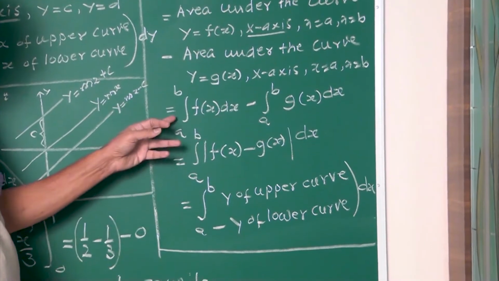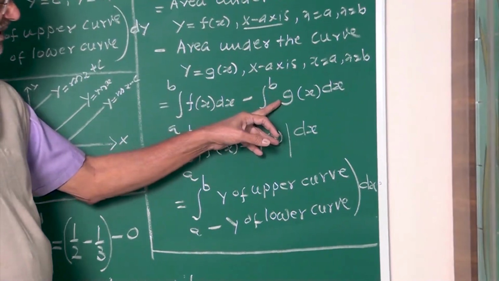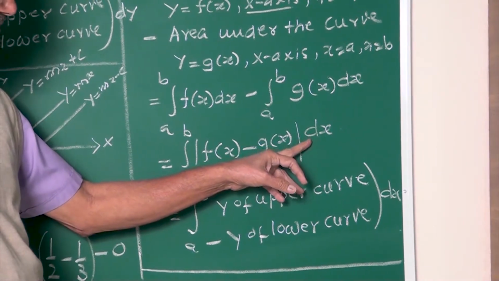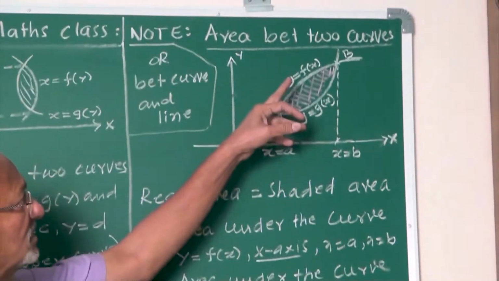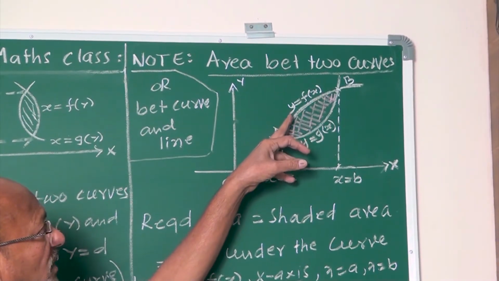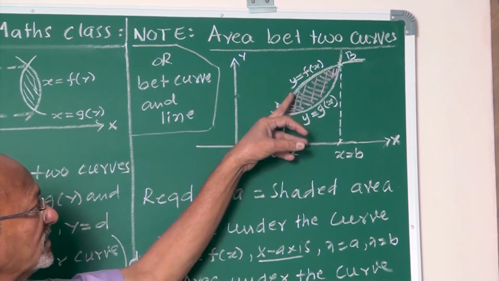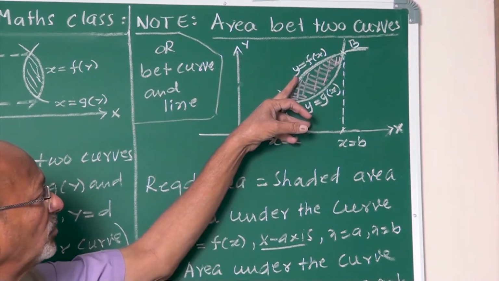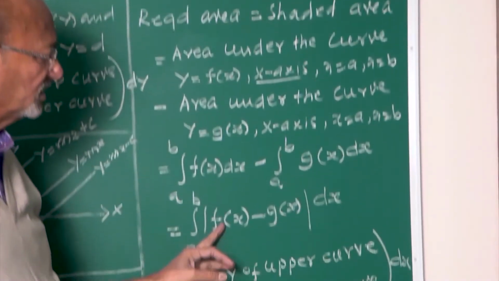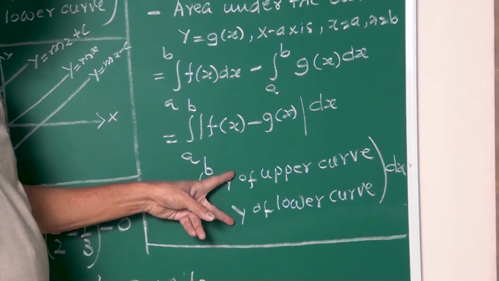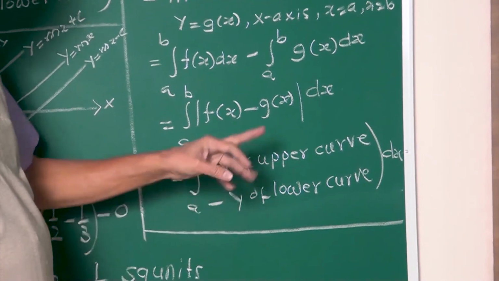Now we can simplify it. The integral has the same limits, so it is the definite integral of f(x) minus g(x) with respect to x. Here f(x) is y of the upper curve and g(x) is y of the lower curve. So y of the upper curve minus y of the lower curve, that difference you must integrate with respect to x.